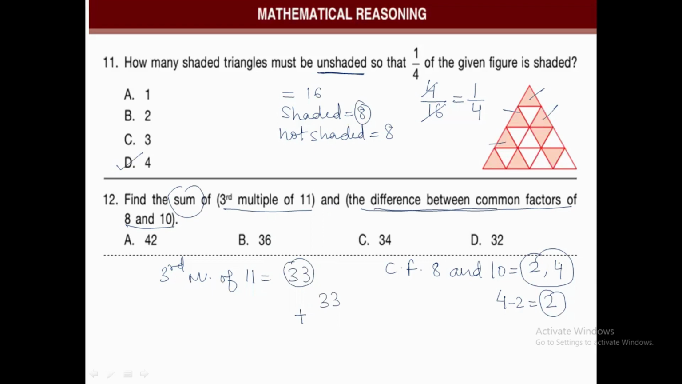Sorry. So the only common factors are 2 and 1. Okay, the common factors of 8 and 10 are 2 and 1. Mistakenly, I had written 4 over there, but 4 is not a factor of 10. So the common factors that we have are 2 and 1 only. And when we subtract 2 and 1, we get 1 only.